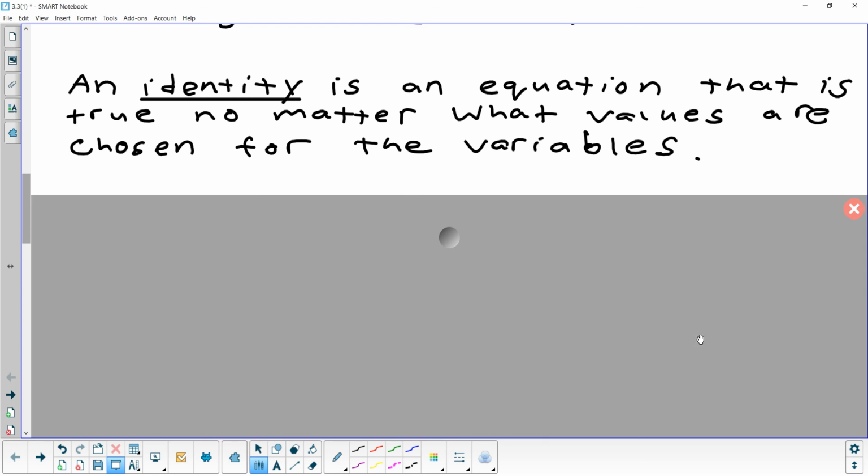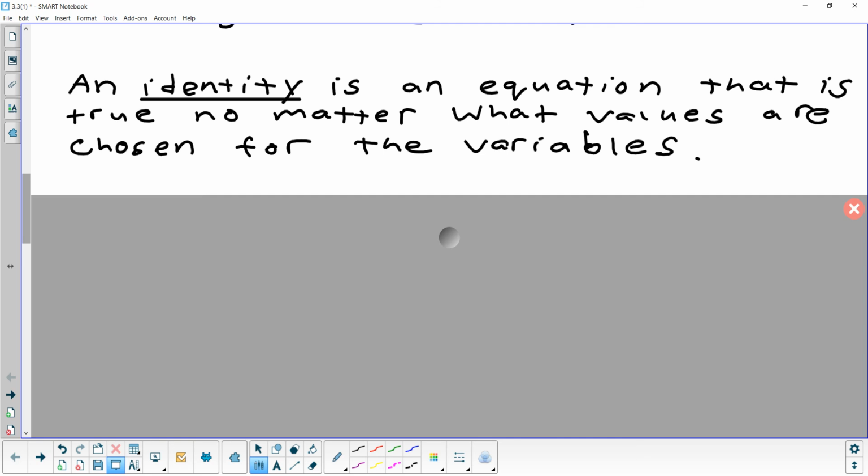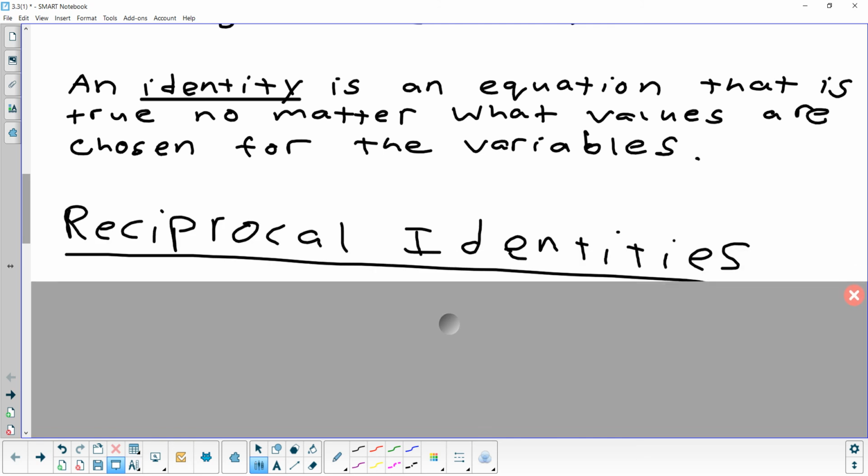All right. So first thing I'm going to do is show you guys different groups of identities. Okay, we're going to have certain, we'll call them like our fundamental identities, kind of the basic ones that we're going to use to do the problems today. So the first group of identities that we're going to look at are called reciprocal identities. And we've already done these before.